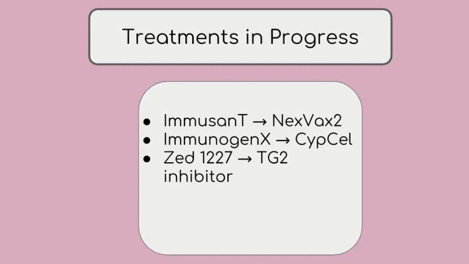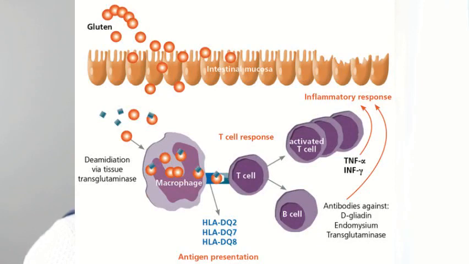The last trial that is being conducted right now that I'm going to talk about is called Z1227. This is a transglutaminase inhibitor, and the reason for this is that one of the things that happens in a patient with celiac disease when they ingest gluten is that once the proline residues get to their intestine, they react with transglutaminase. This is a problem because this is what starts the inflammatory reaction. This specific drug will block transglutaminase 2 mediated deamination of gliadin peptides.